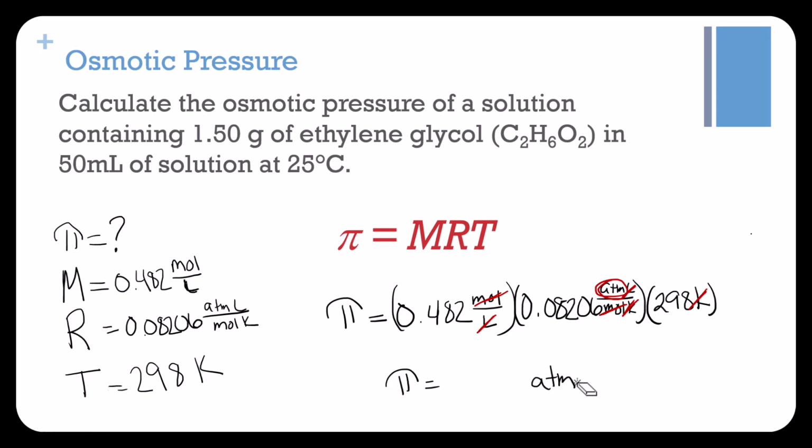So I'm going to plug this into my calculator. I get 0.482 times 0.08206 times 298. And the osmotic pressure for this solution is 1.18 atm. So pretty straightforward calculation on the osmotic pressure.